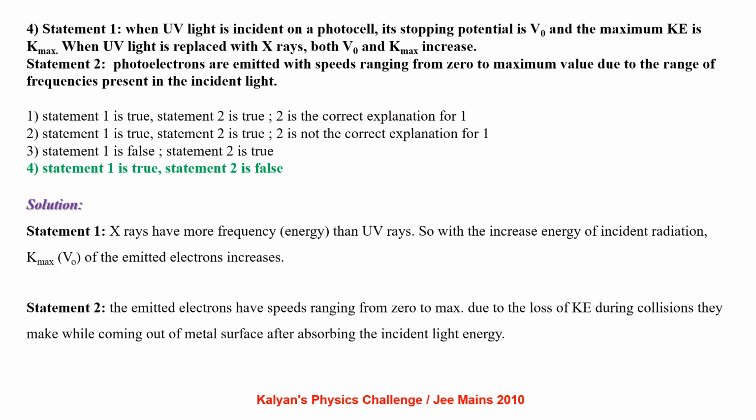Statement 1. When UV light is incident on a photocell, its stopping potential is V0 and maximum kinetic energy is Kmax. When UV light is replaced with X-rays, both V0 and Kmax increase. Statement 2. Photoelectrons are emitted with speeds ranging from 0 to maximum due to the range of frequencies present in the incident light. Coming to statement 1, X-rays have more frequency than ultraviolet rays.